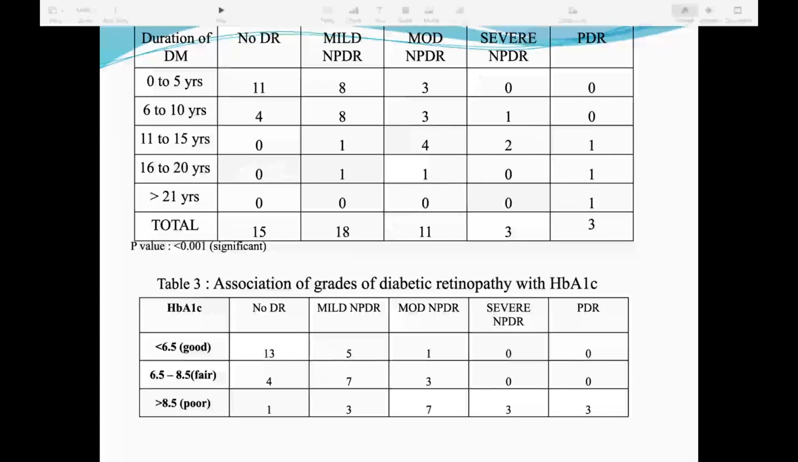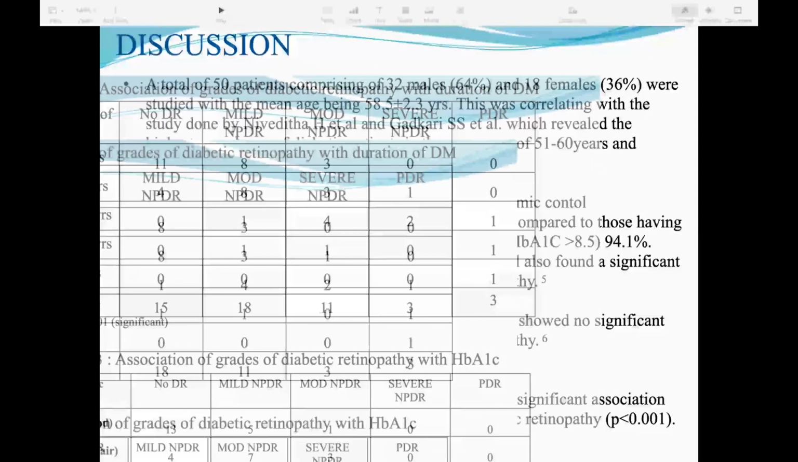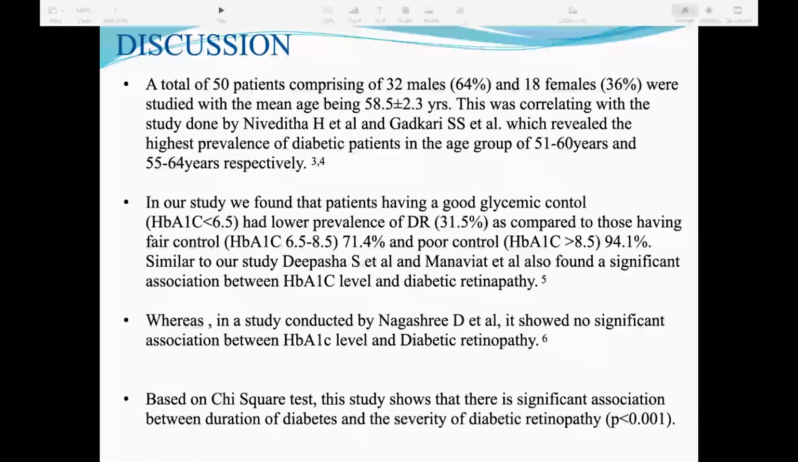HbA1c more than 8.5, that is poor glycemic control: 1 patient had no diabetic retinopathy changes, 3 with mild NPDR, 7 with moderate NPDR, 3 with severe NPDR, and 3 with PDR. Discussion. A total of 50 patients comprising 32 males, that is 64%, and 18 females, 36%, were studied, with the mean age being 58.5 plus or minus 2.3 years.